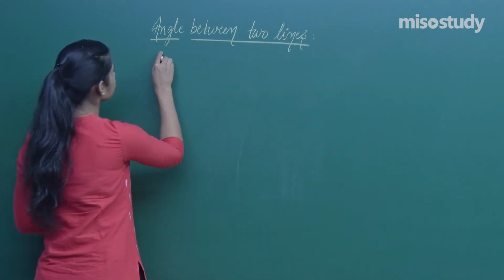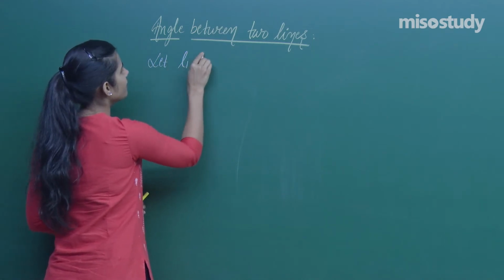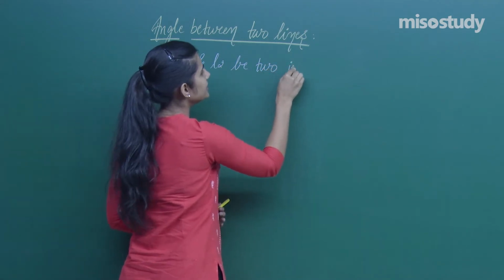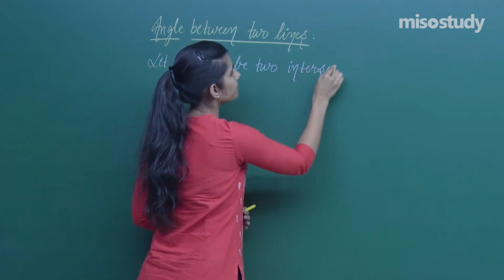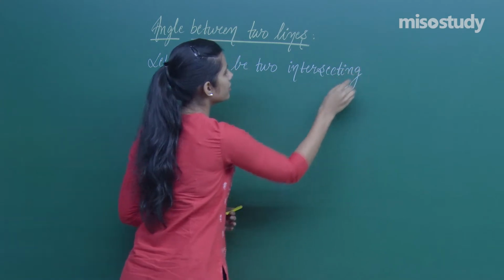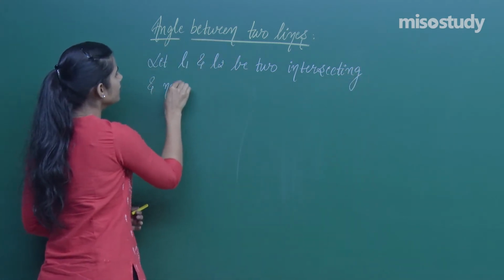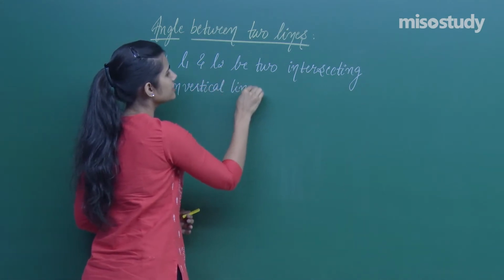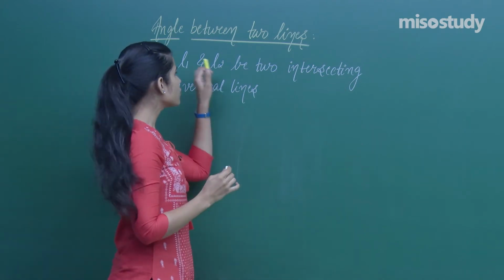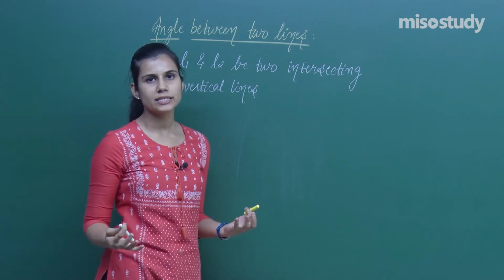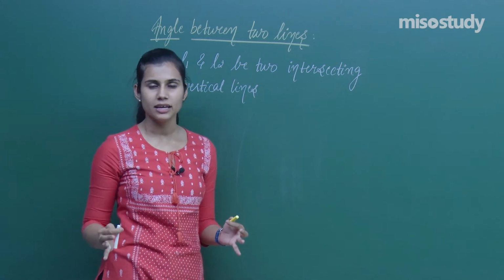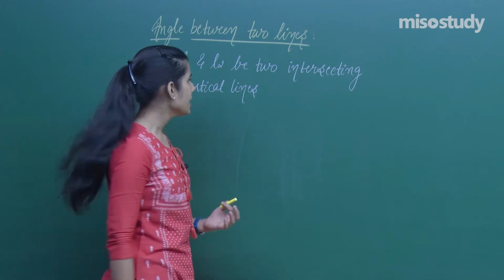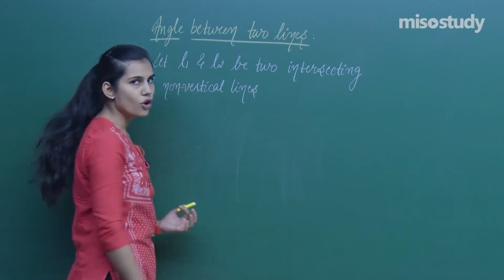I am saying let L1 and L2 be two intersecting and non-vertical lines. Why non-vertical lines? Because otherwise their slopes will not be defined, and whenever the slopes of lines are not defined, it just kills my discussion ahead. I cannot talk about those lines any further. I need full-fledged slopes to be present for both the lines. Therefore, I am focusing upon lines being non-vertical.